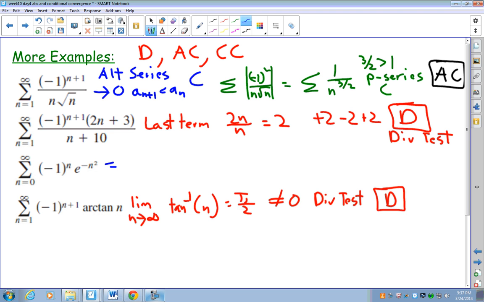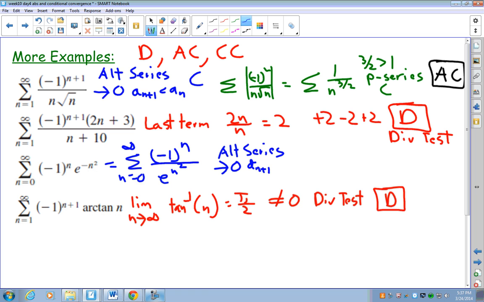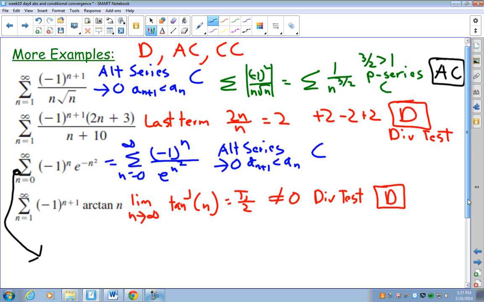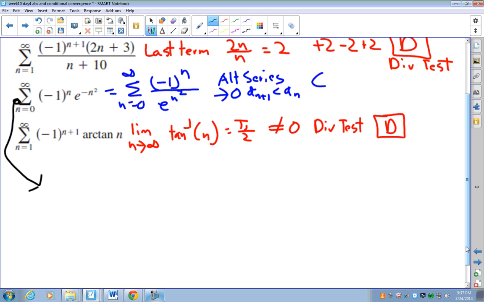This guy, you might want to write it, and you might see it better, as (-1)^n over e to the n squared. Okay? Definitely alternating series. The terms go to 0. Each term is smaller than the previous one, so he converges. So since he converges, I'm going to pull down here. I'm going to take a look at him in jail. So I'm going to throw this guy in jail, and I'm going to see what happens in jail.